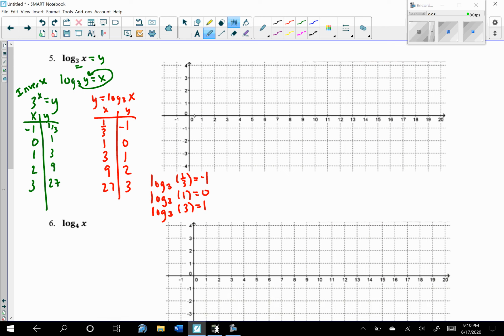So we have 1/3, -1, 1, 0, 3, 1, 9, 2, and 27, 3. The 27 is not going to be in our graph. It's too far. So we're just going to graph our graph without that point. And I usually try to use the entire piece of graph. And then I want to include my asymptote, which is still at x equals 0. So we have a vertical asymptote at x equals 0. The domain, notice, is still going to be from 0 to infinity, not including 0. And the range is still all real numbers.